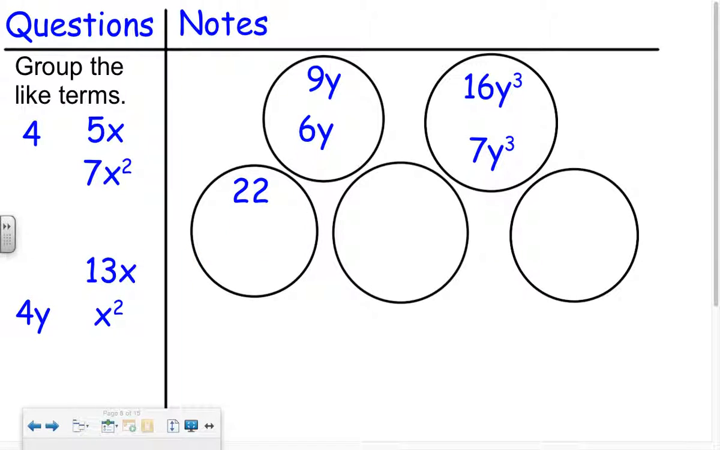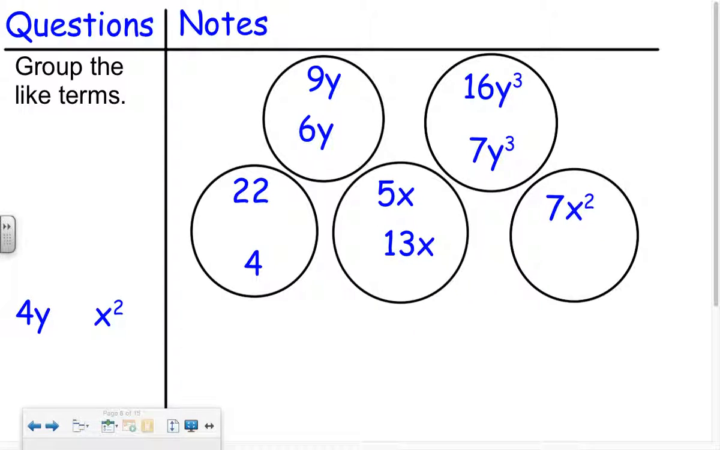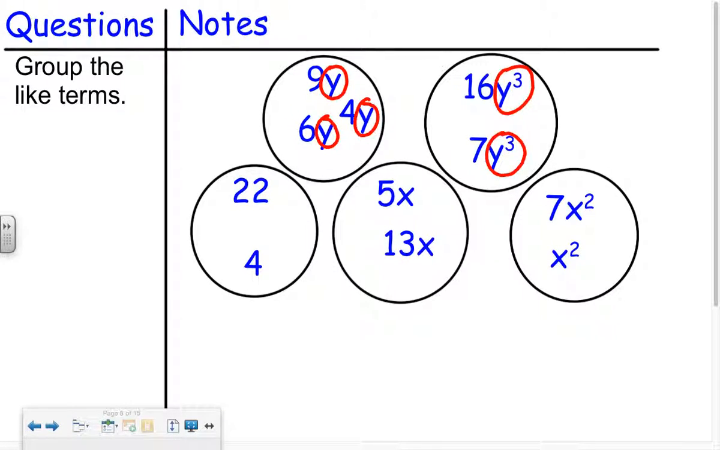Numbers like 22 are like terms with other numbers. So 22 and 4 are like terms. 5x and 13x are like terms. 7x squared and x squared are like terms. And then this 4y can go with the 9y and the 6y. So same variable, or same variable and exponent.